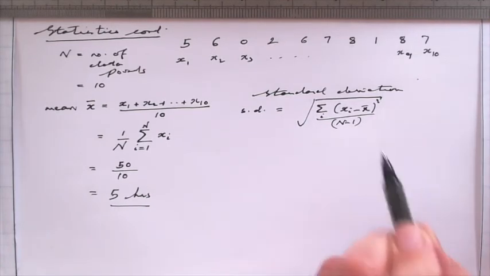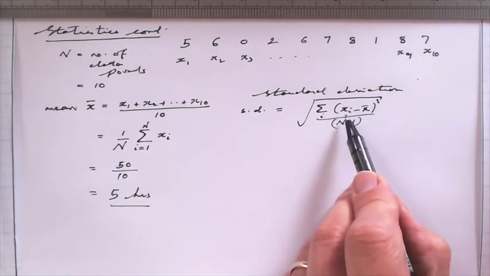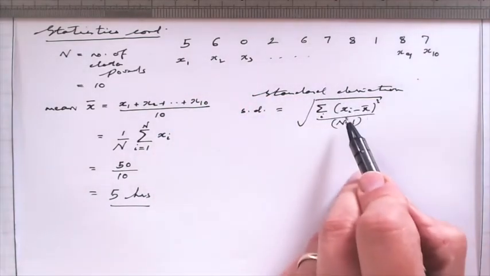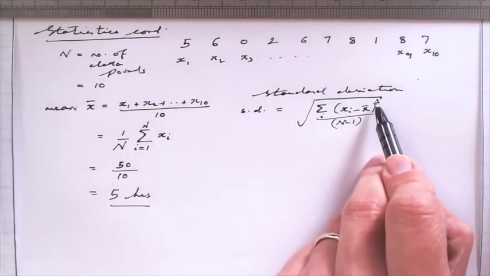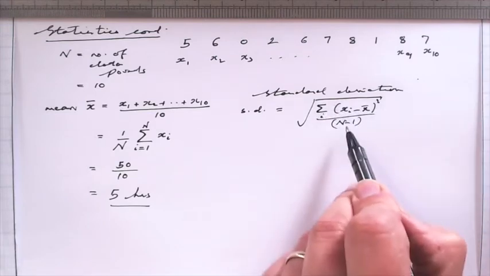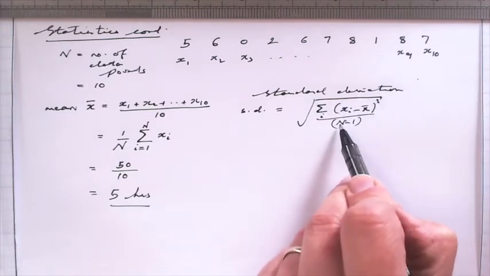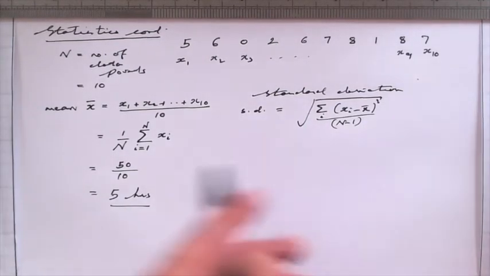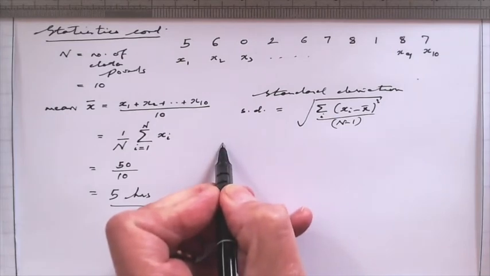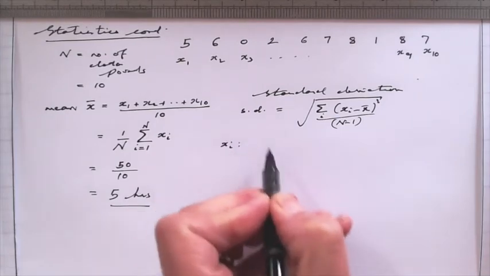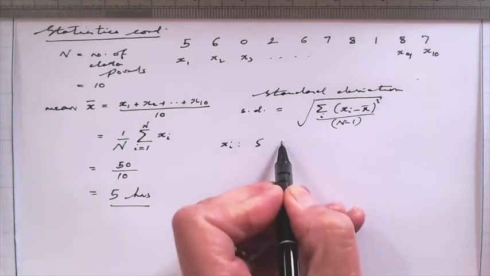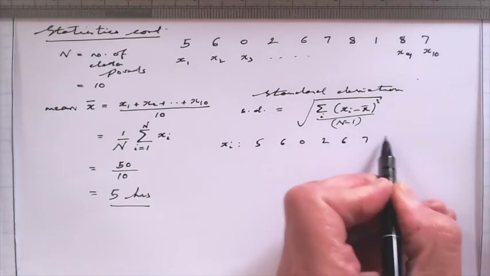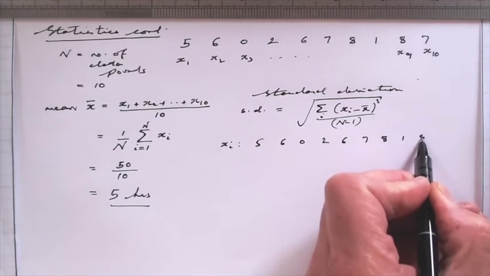But if we break it down, what it's saying is inside here, take the mean away from each daily value, square it, add all those squares together, and then divide by 1 less than the total number of points, and then take the square root. Well, we can do that, can't we? So let me do it this way. Let me have my data points written out. So 5, 6, 0, 2, 6, 7, 8, 1, 8, 7.